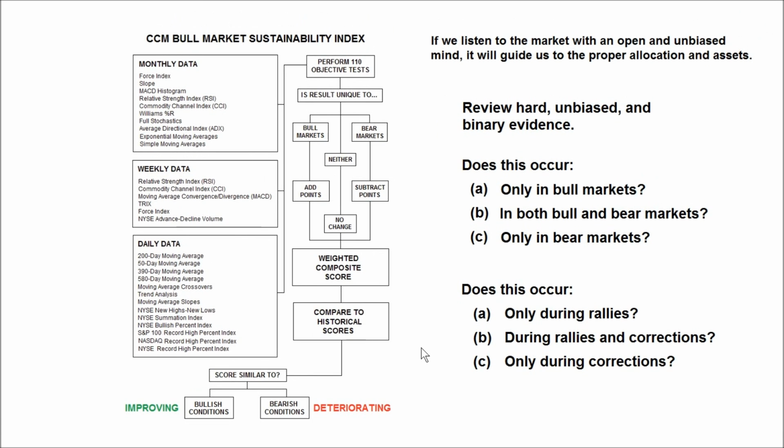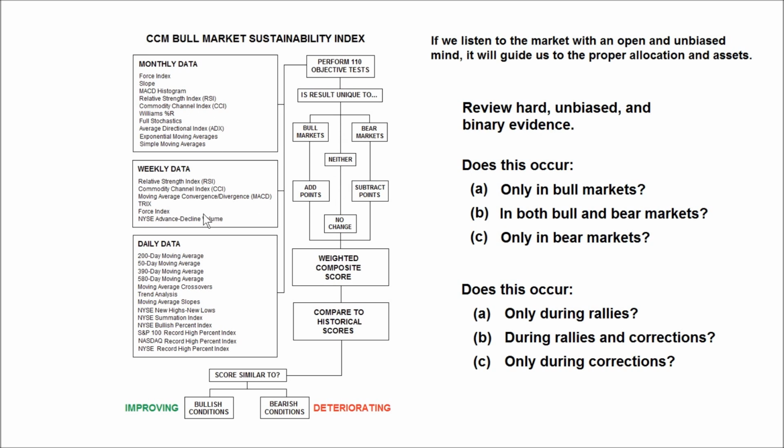There's no such thing as a perfect indicator, and thus the market model has indicator redundancy. We also look at multiple time frames to give you an idea of how it works. You can take all of this data and you can ask, where is the MACD histogram now? Is that result unique to a bull market or a bear market? If it's unique to a bull market, you add points to your system. If it's unique to a bear market, you subtract points. If it doesn't help us discern between the two, we make no change at all.